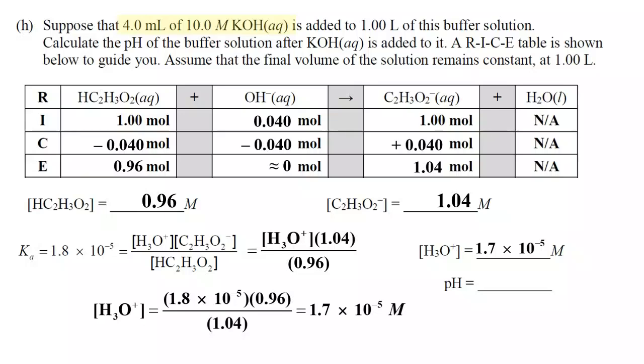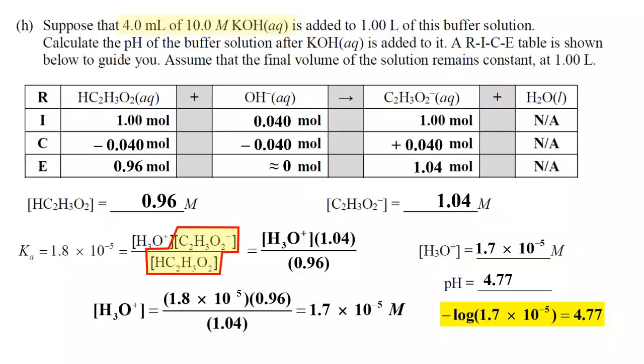So the negative log of 1.7 times 10 to the negative 5 is 4.77. So this buffer had a pH of 4.74 before the strong base was added. Now it has a pH of 4.77. So it increased, but only by a very small amount. That's the power of a buffer. It maintains a relatively constant pH value.